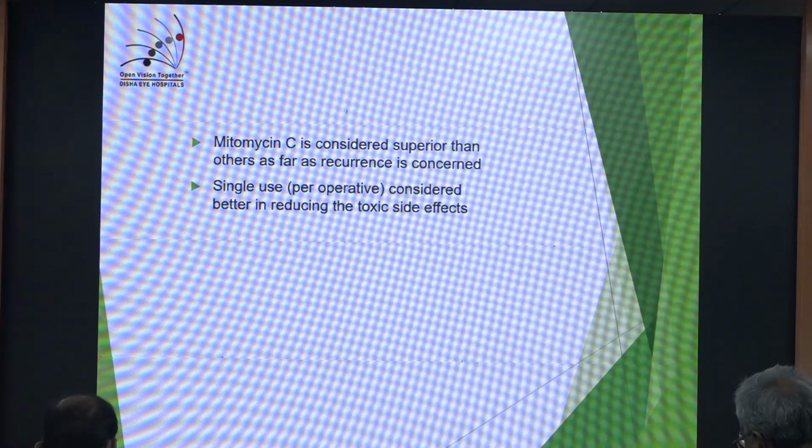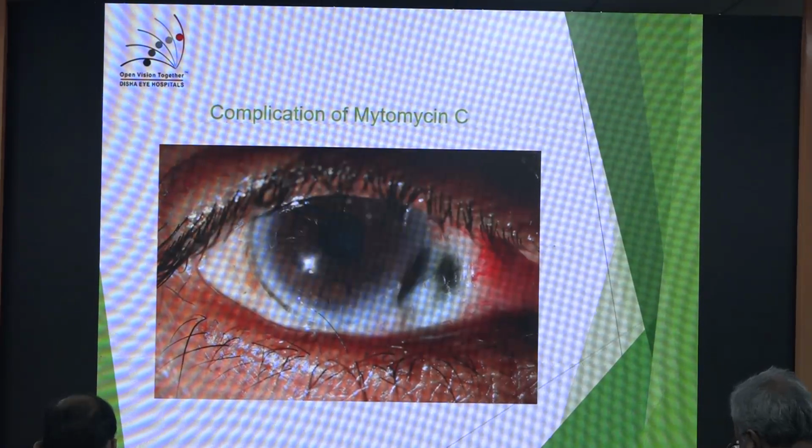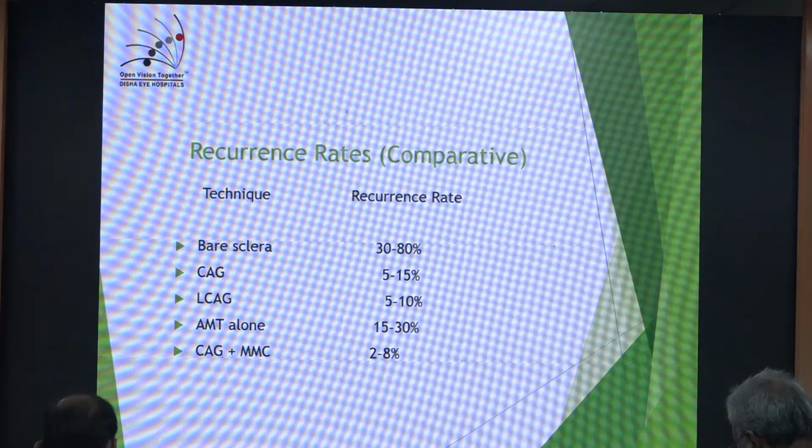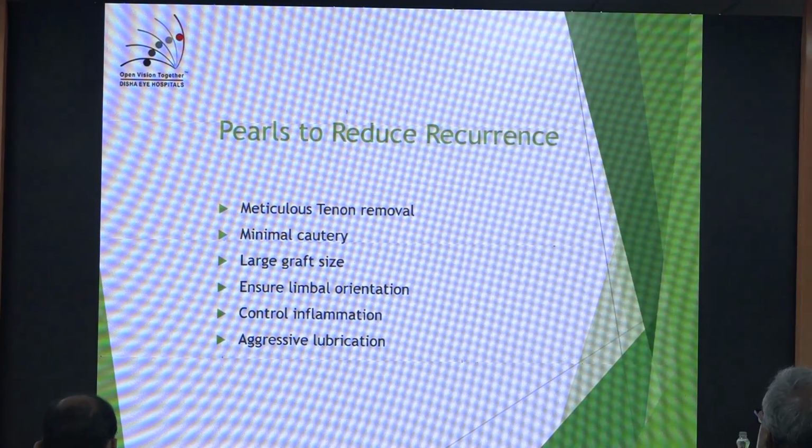Mitomycin is considered superior to others as far as recurrence is concerned. A single use per operation is considered better in reducing the toxic side effects. This is the complication of scleral melt. If we compare the recurrence rate, bare sclera has the highest, CAG has 5 to 15%, LCAG has 5 to 10%, AMT alone 15 to 30%, and combined with MMC it is 2 to 8%.